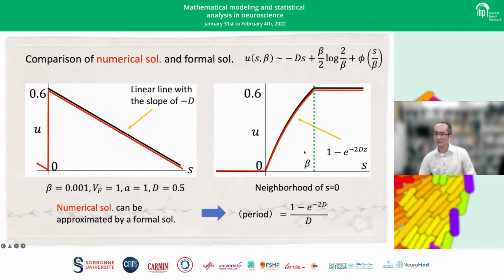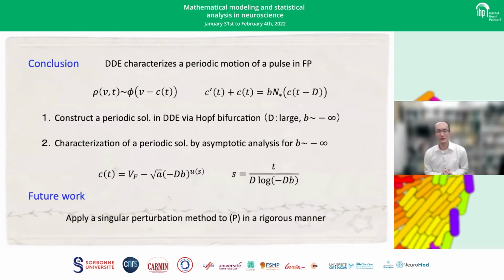The right figure is an expansion around here. This is a continuous point. The black line is the formal solution of the function phi, and the red line is the numerical solution of P. It is consistent, right? You agree? So I want to say our numerical solutions can be approximated by the formal solution. Interestingly, we can determine the period by this one, because our formal solution can be given explicitly.